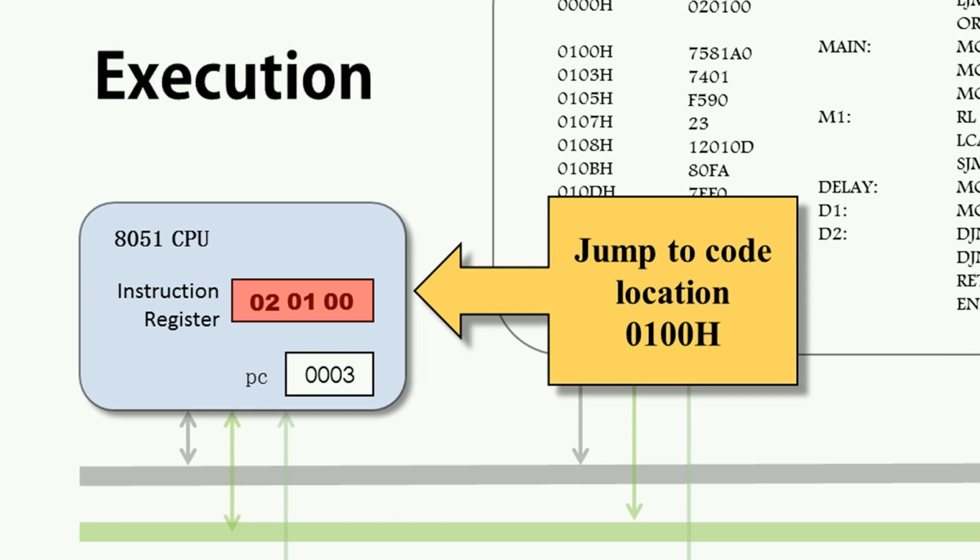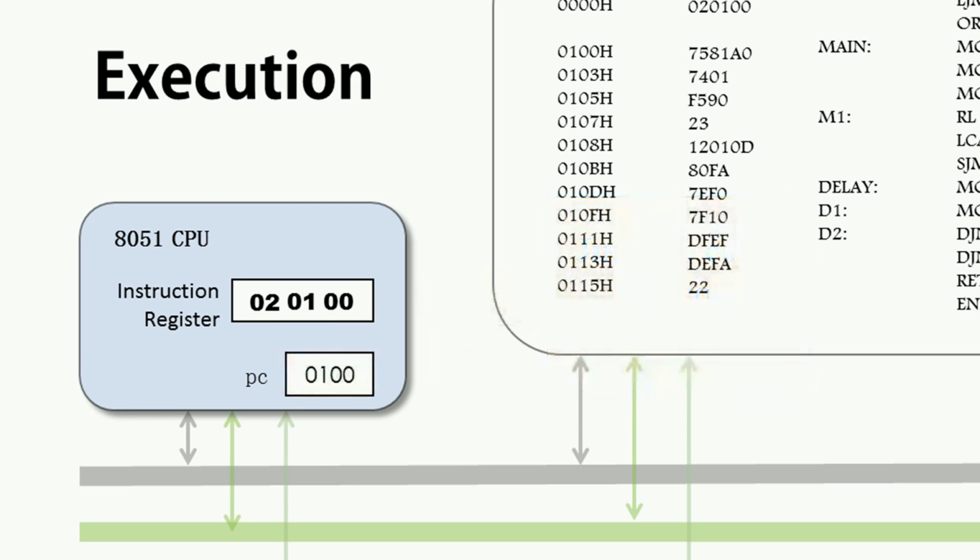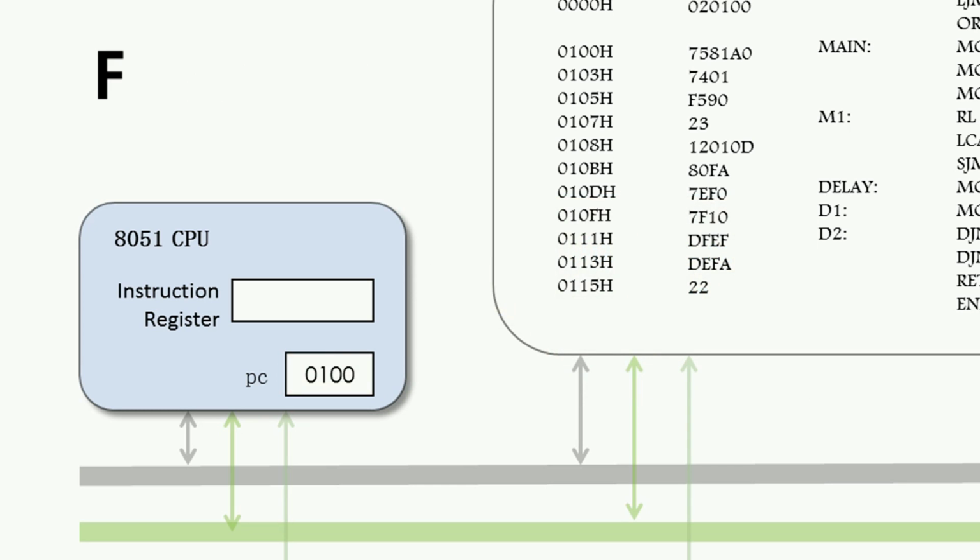The CPU goes into the execution cycle. In executing these codes, the CPU changes the program counter content to 0100 hex. The execution cycle is complete. The CPU goes back to the fetch cycle. The next location to fetch the code is at location 0100 hex.